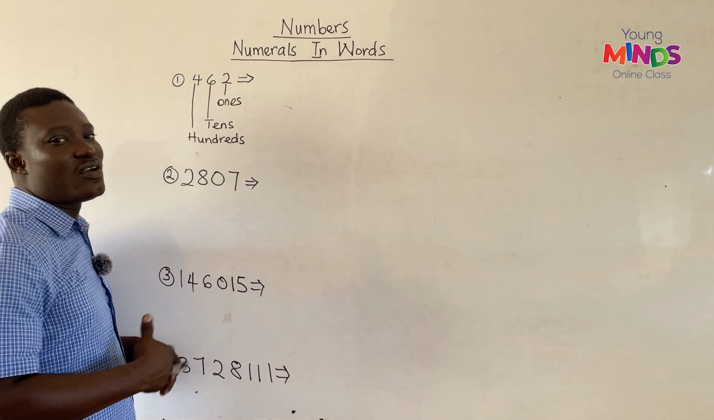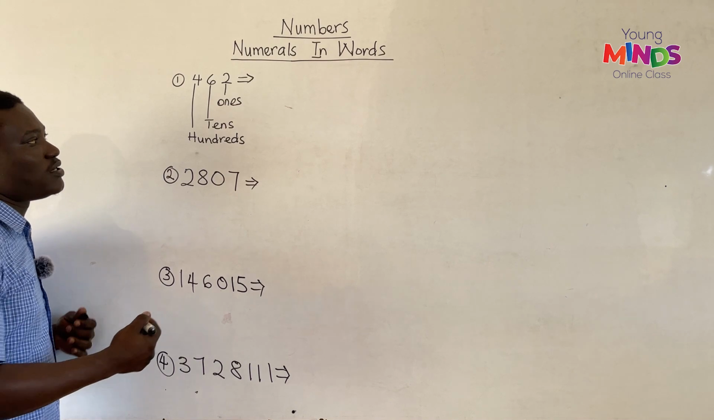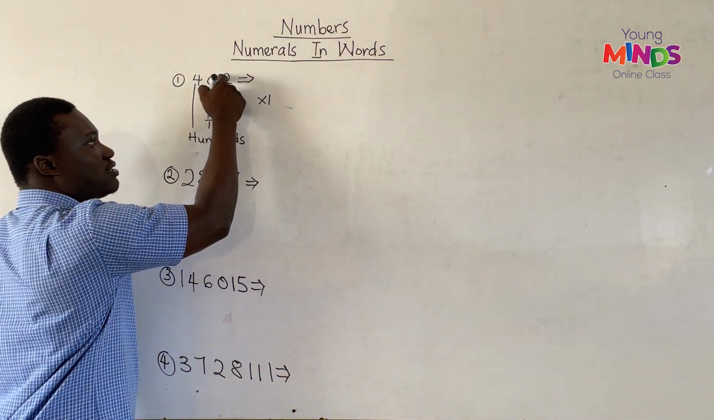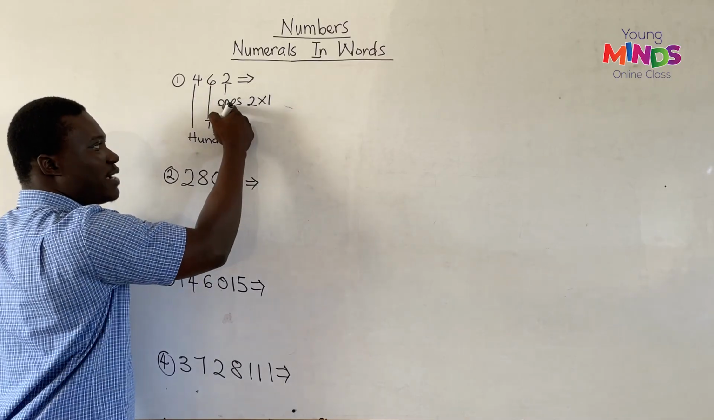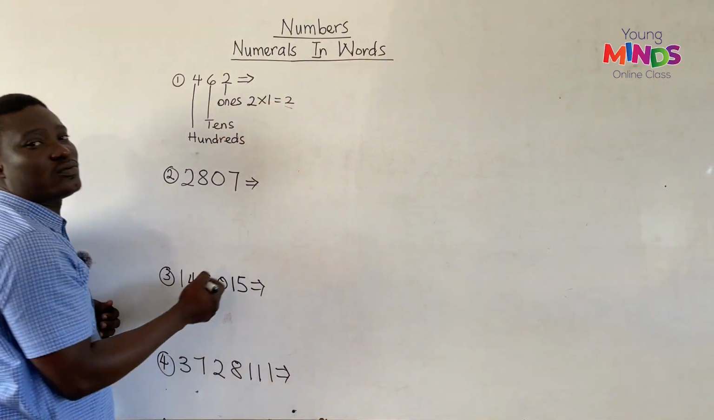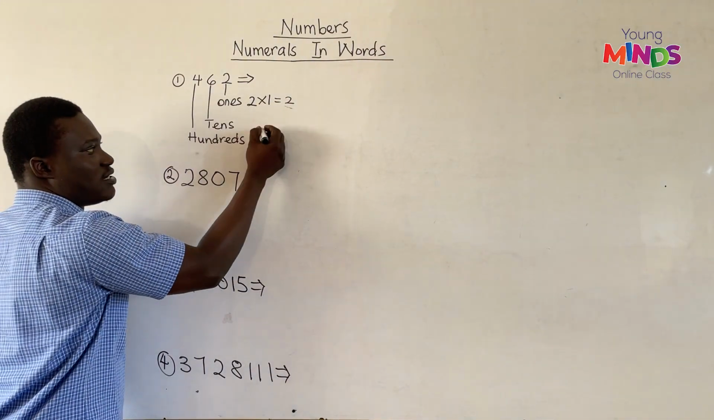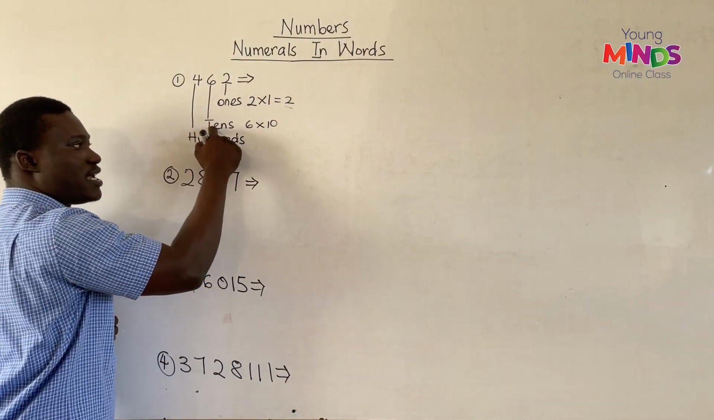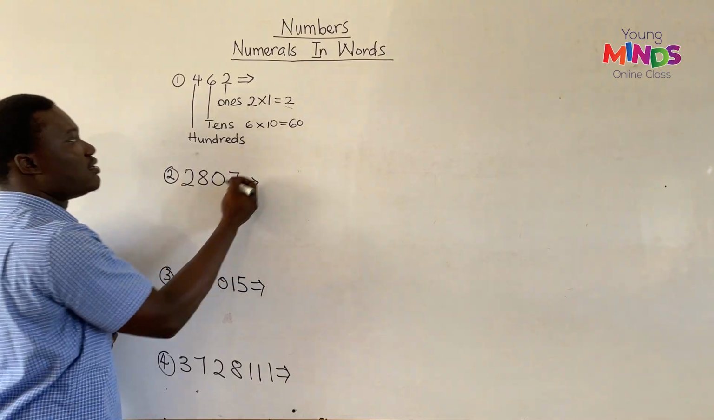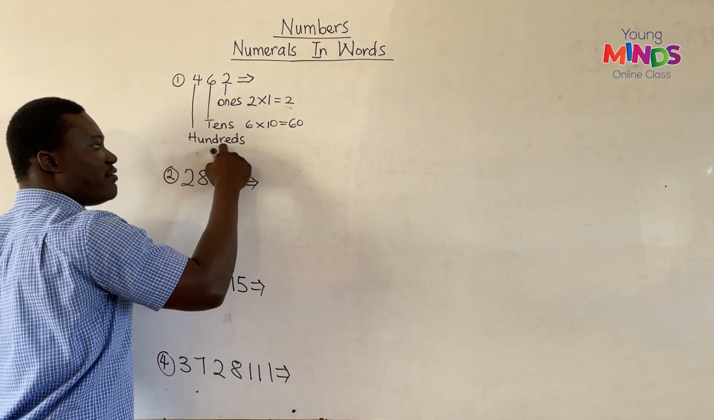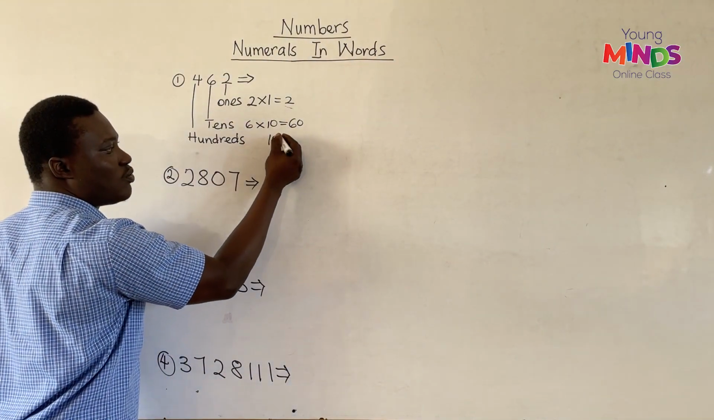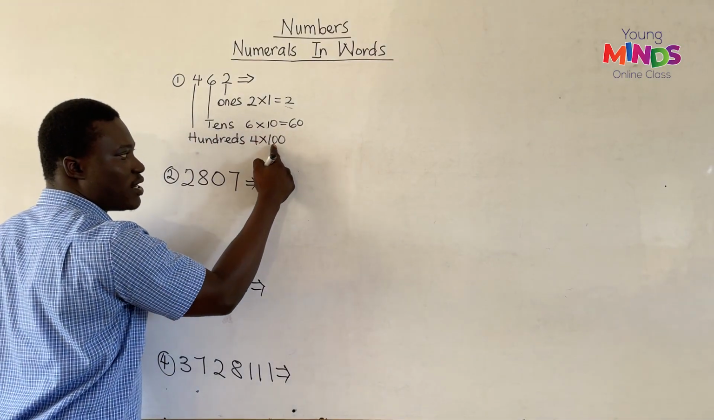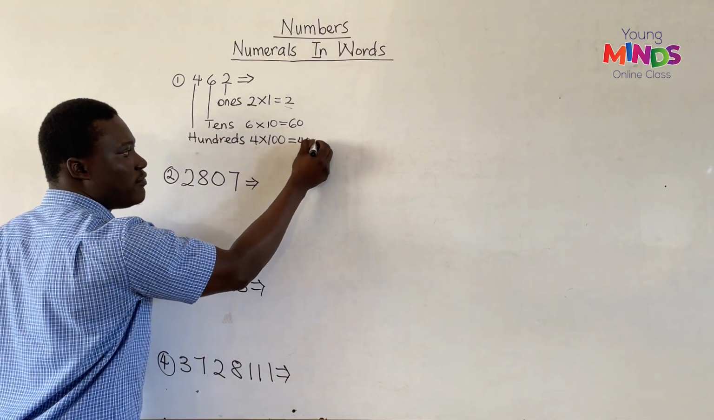462. Also, we can look at it this way. Since this is ones, we get 1 times this 2. So 2 times 1 will give you 2. This is tens. So 10 times this 6. So 6 times 10 will be 60. And then this 4 in hundreds. Hundreds will be 100, then 4. So 4 times 100 becomes 400.